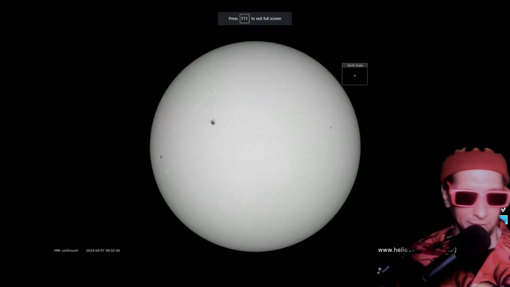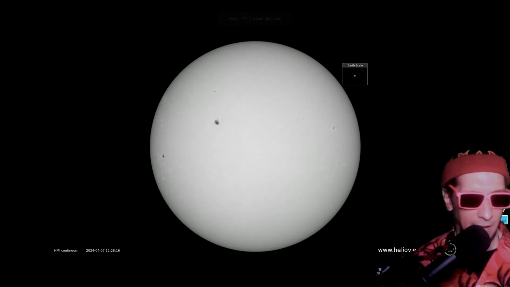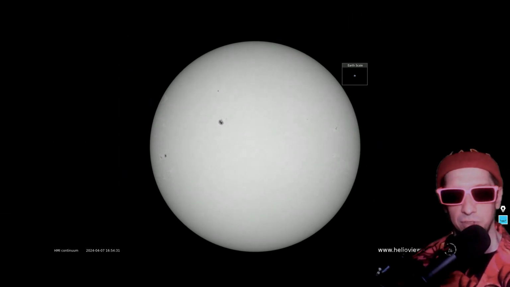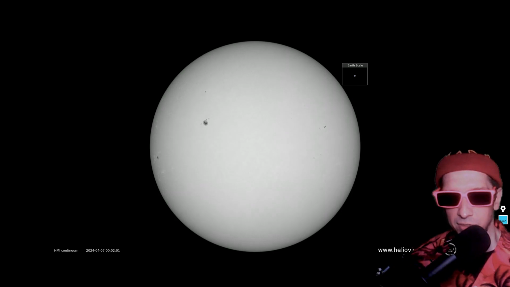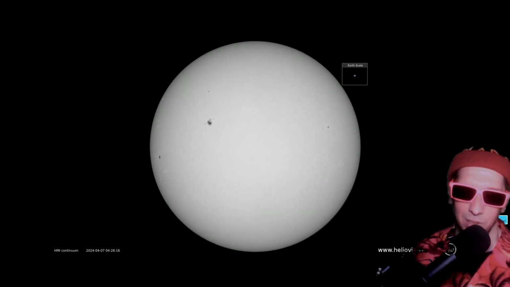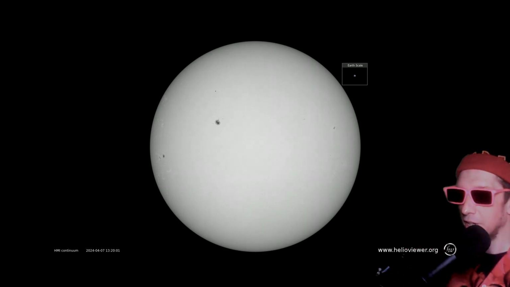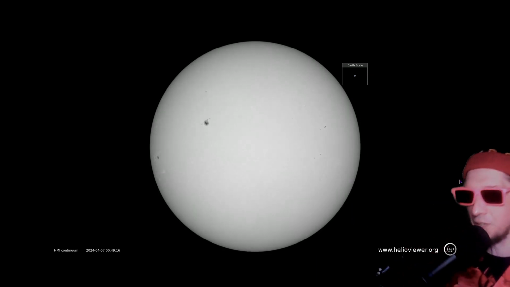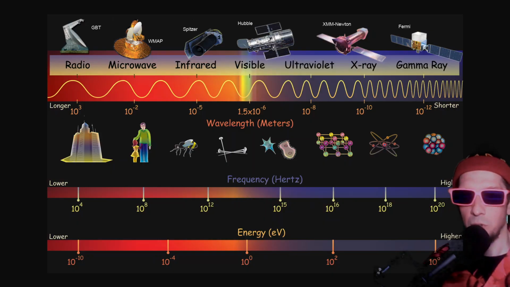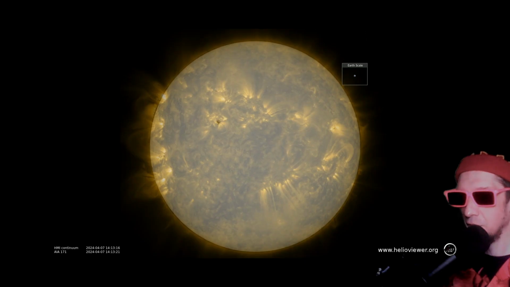Let's talk about wavelengths for a brief moment. If you view the sun from the ground, it's not really that exciting looking, right? That's partially because of the Earth's atmosphere filtering out portions of the spectrum. If you view it from space, you can see awesome things like the 171 angstroms wavelength. So here that is.